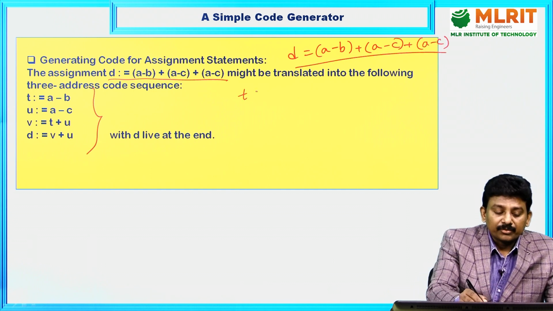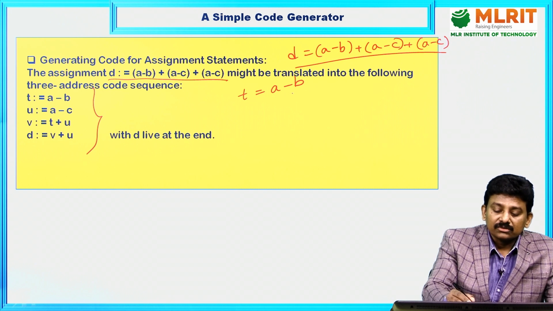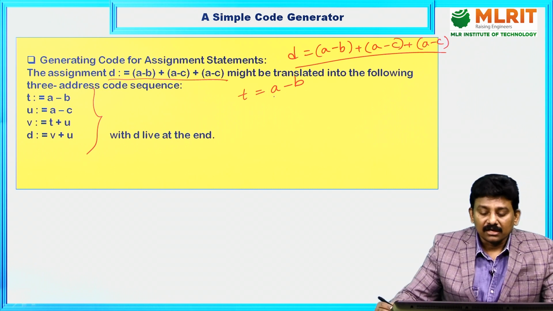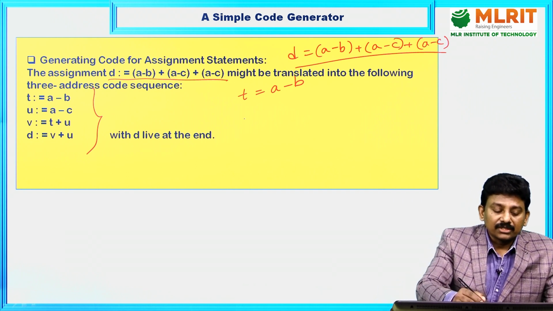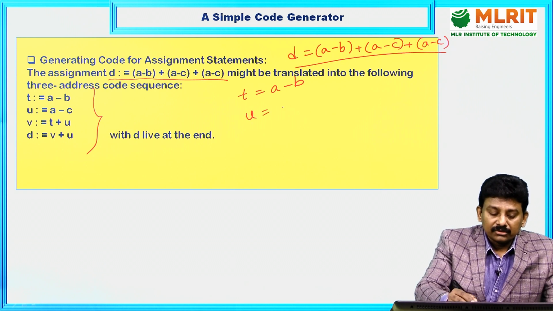I will take the first temporary variable t is equal to a minus b. So, one operator, minus, and three operands: t, a and b are the addresses, three operands, one operation, op is the minus. Then the result of a minus b is stored in t. Then I will take a temporary variable u, that is u is equal to a minus c.